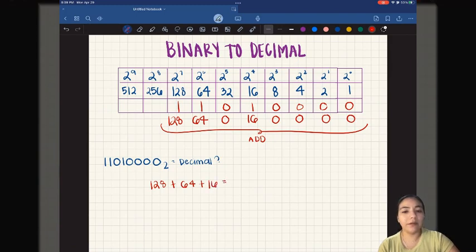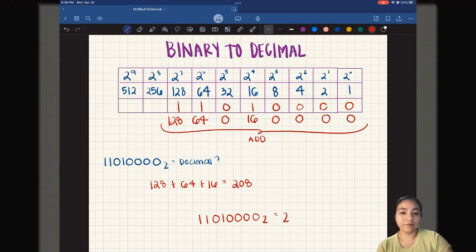We obviously don't have to write down our zeros. So basically, we're just adding our 128 plus 64 plus 16. When you put that into your calculator or do that mentally, you get 208. And that is your binary to decimal conversion. So that's our binary number to the base of 2, and our decimal number to the base of 10.